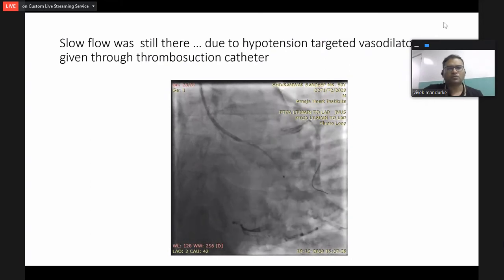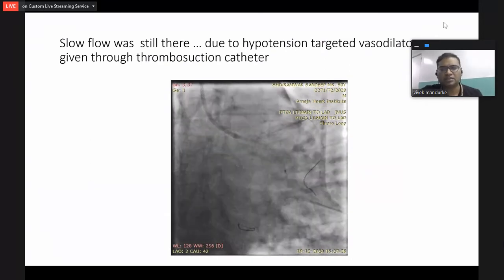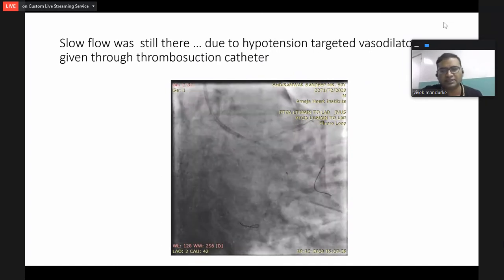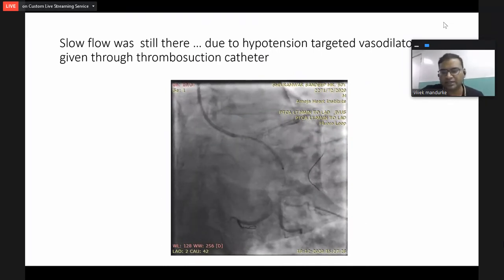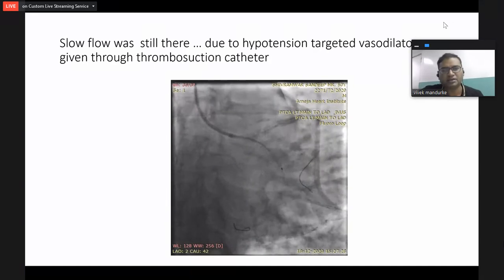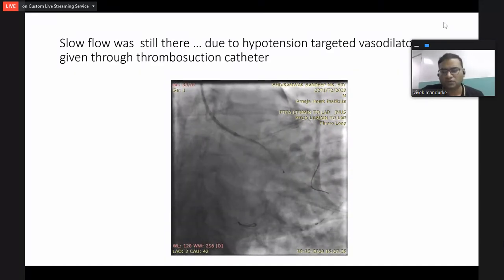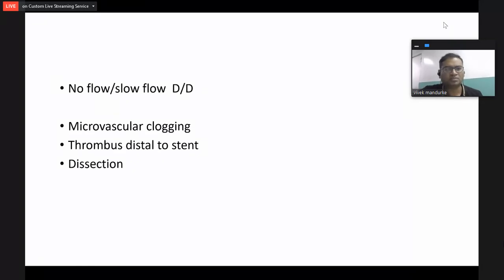So the slow flow is still there due to hypotension. There is a limitation of giving vasodilator, so we have taken a thrombosuction catheter, put it deep inside, and given nitroprusside and adenosine. But still slow flow is there. So obviously we thought that there is microvascular clogging that might be leading to this.